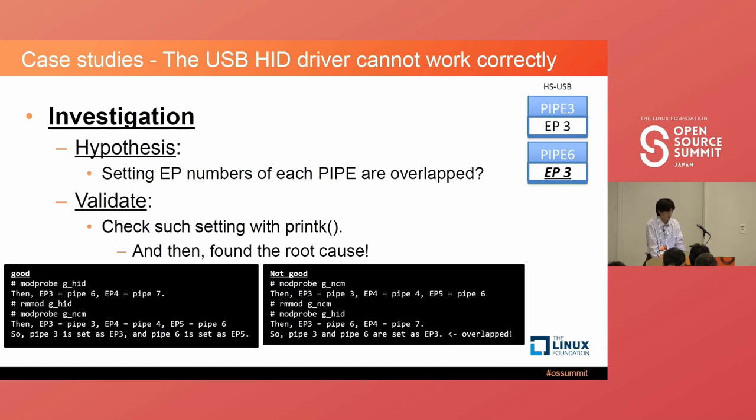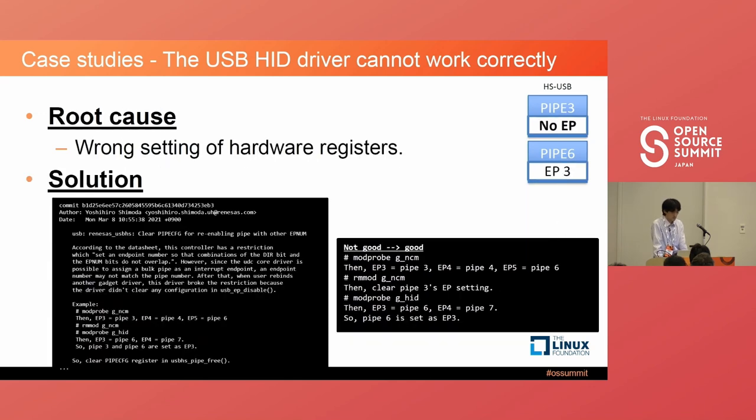And then I checked the settings with printk, and I could find the root cause like this. In the good case, they do not overlap on pipe 3, but in the not good case the endpoint number is 3 on both pipe 3 and pipe 6. So the root cause is a wrong setting of the hardware register. And as the solution, I contributed that part to the Linux kernel community like this.